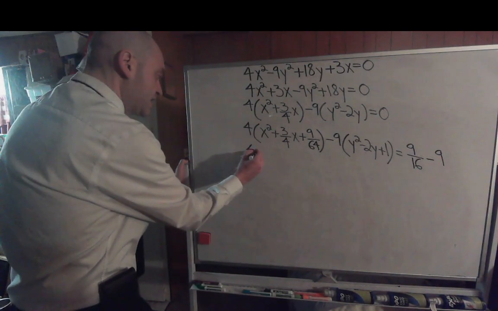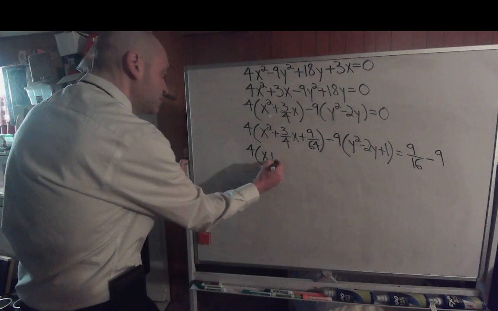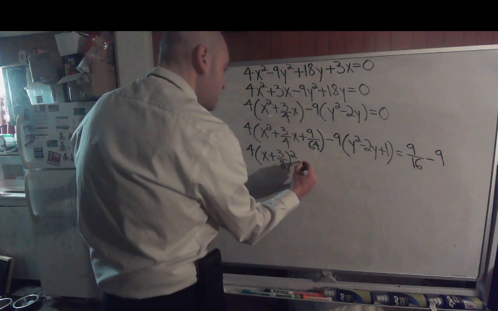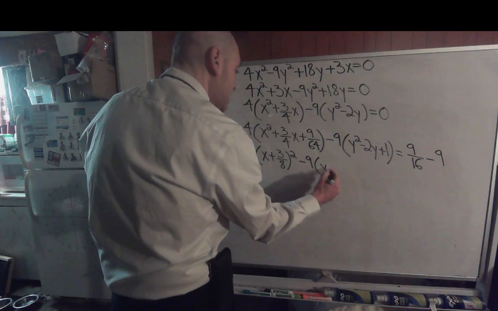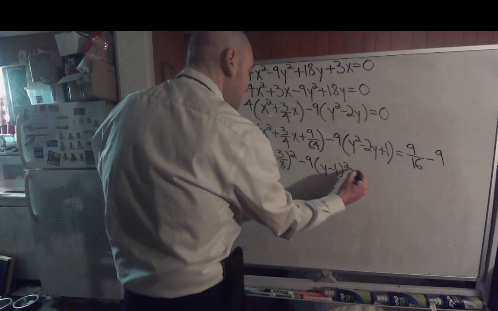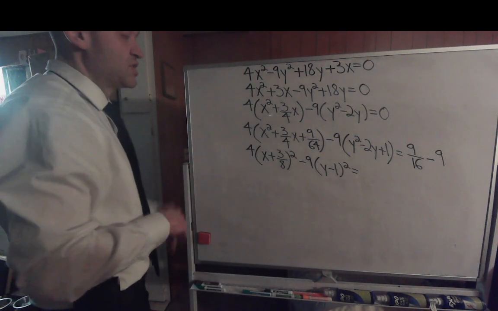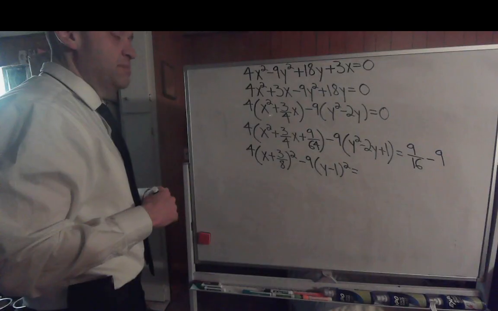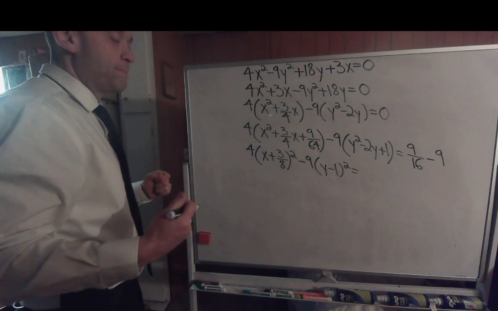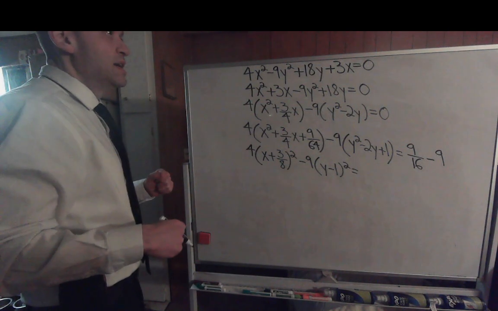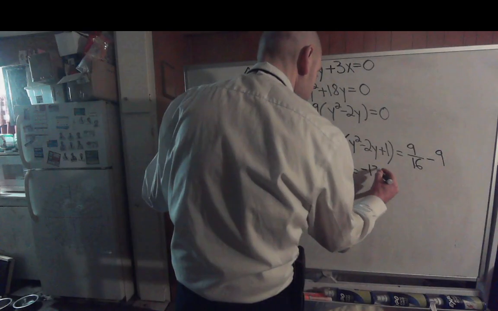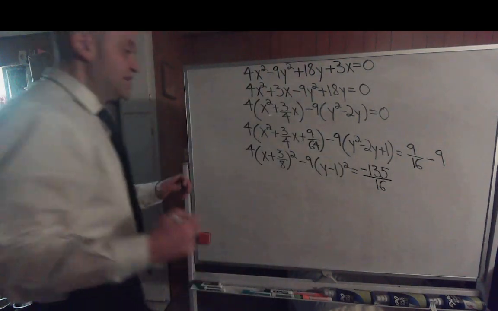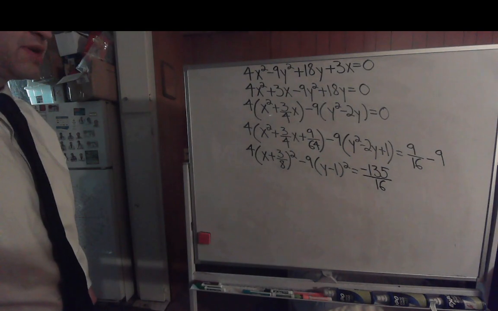So the left side will factor into 4 times the quantity of x plus 3/8 squared minus 9 times y minus 1 squared equals the right hand side. So what is 9 times 16? That's 144. 9 minus 144, wow, that's going to be crazy. That's negative 135/16. So we have negative 135/16 on the right-hand side.